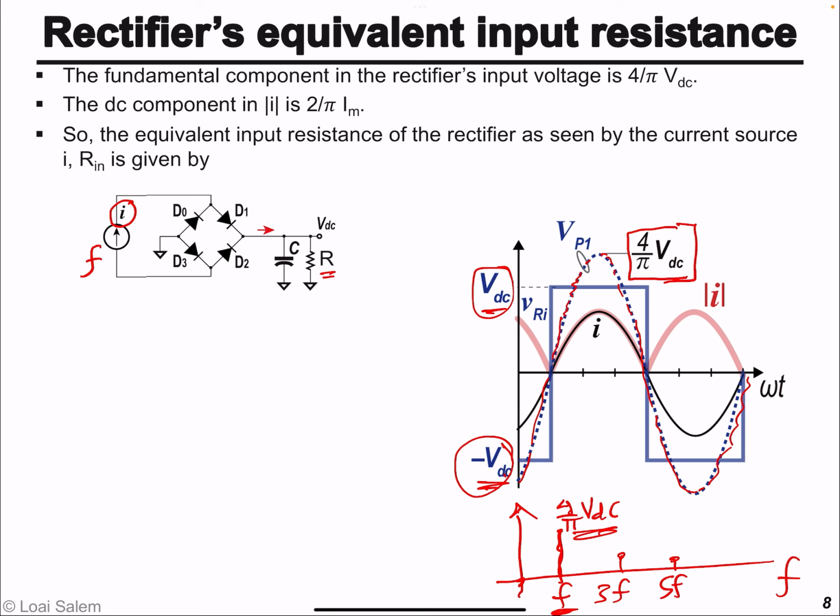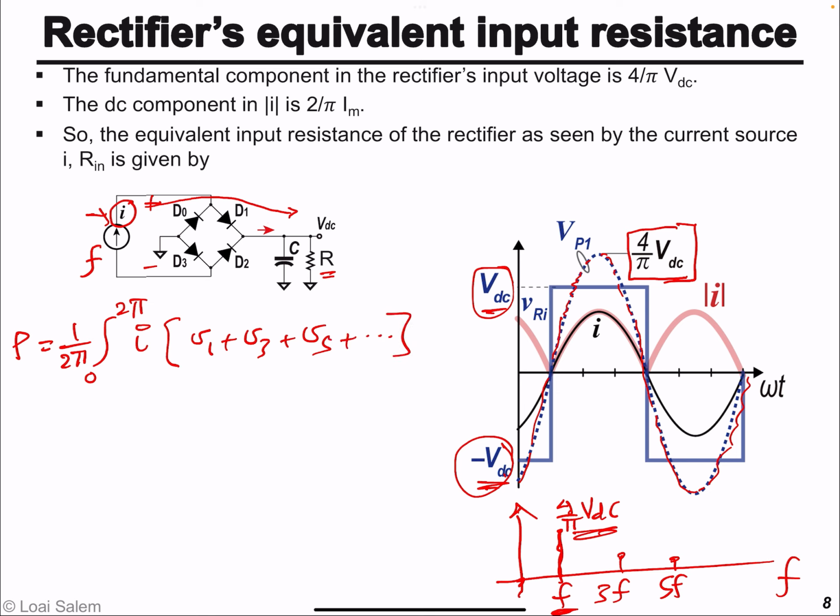Because eventually the real power that's transferred from the AC side to the DC side will be the average value, which is the integration of this current I multiplied by the voltage here. And this voltage, we said, consists of a fundamental component, V1, third order component, fifth component, and so on, higher order harmonics. And if we perform this integration, we can expand the term inside as I times V1 plus I times V3 plus I times V5, and so on.